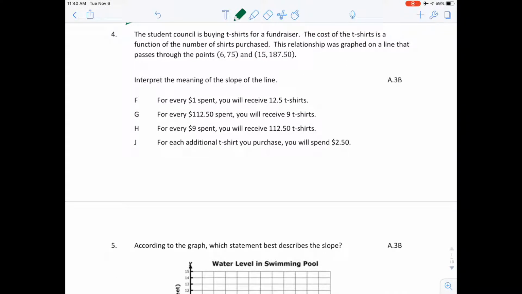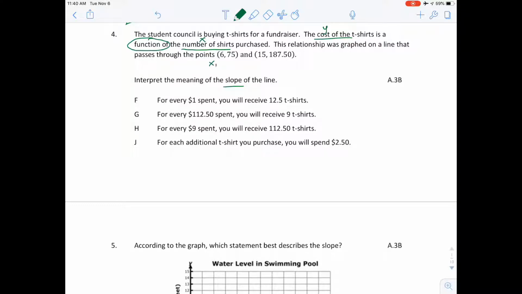Number 4. All right, so this one says the student council is buying t-shirts for a fundraiser. The total cost is a function of, so remember that phrase, whatever comes before it, which is the cost, that's my y value. Whatever comes after is x. All right, so it says this relationship was graphed on a line that passes through these points. And then it says interpret the meaning of the slope. So first thing I need to do is find out what the slope is.